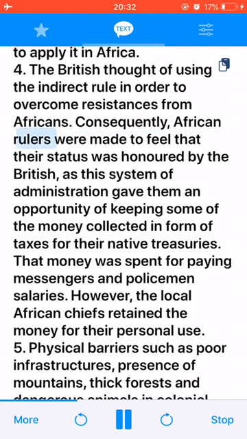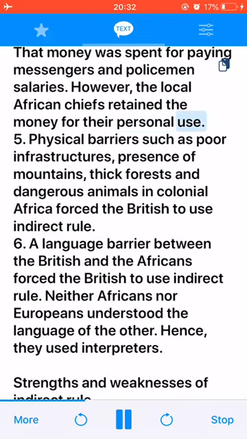Consequently, African rulers were made to feel that their status was honored by the British, as this system of administration gave them an opportunity of keeping some of the money collected in form of taxes for their native treasuries. That money was spent for paying messengers and policemen's salaries. However, the local African chiefs retained the money for their personal use.